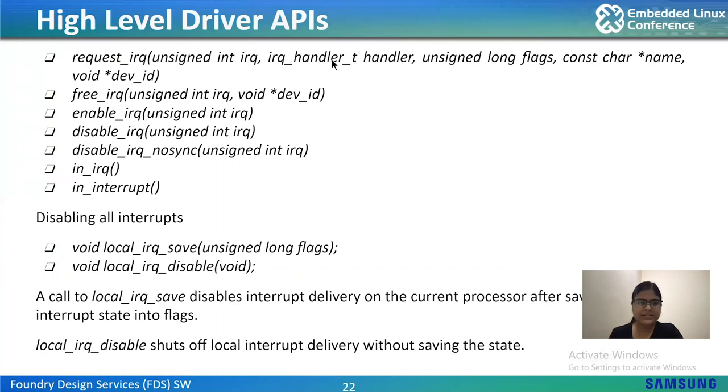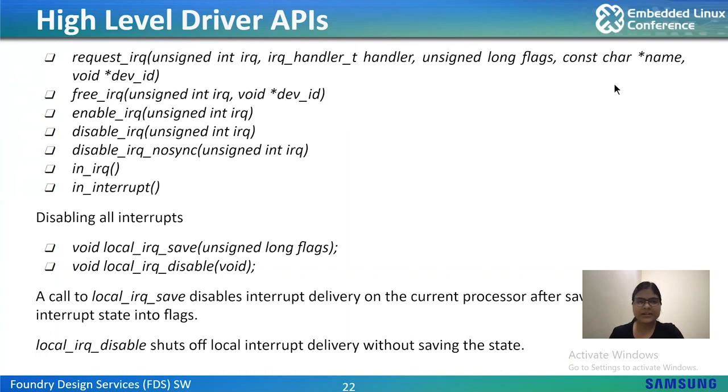Here the return type is irqreturn_t. If the return value is IRQ_HANDLED, it indicates the processing completed successfully. But if the value is IRQ_NONE, it indicates the processing failed. The third parameter, irq flags, might be either zero or a bit mask of one or more flags. We will see the different interrupt flags in the coming slide.